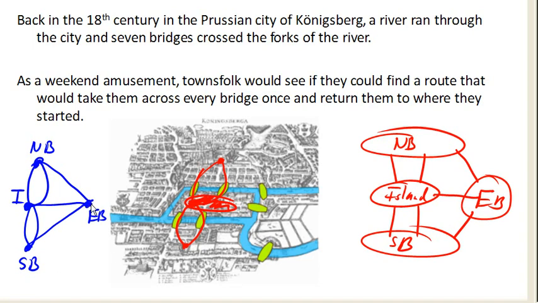And by looking at this graph, it makes it a little easier to look at the question of, is it possible to walk over every bridge? In this case, that would mean crossing over every edge once, and returning to your starting location. In other words, return to your starting vertex.